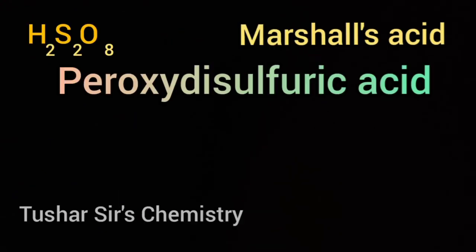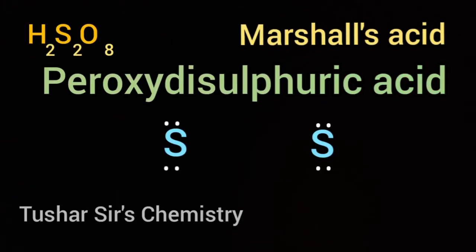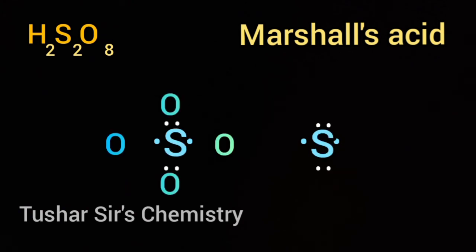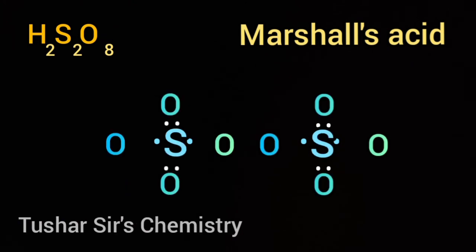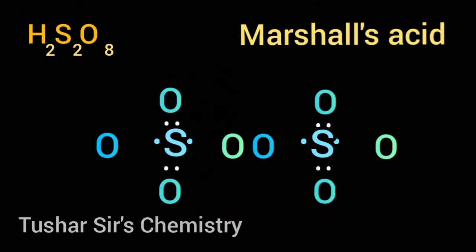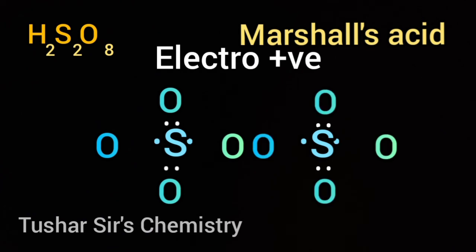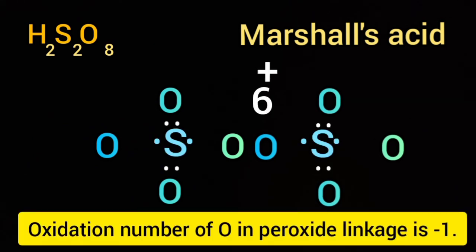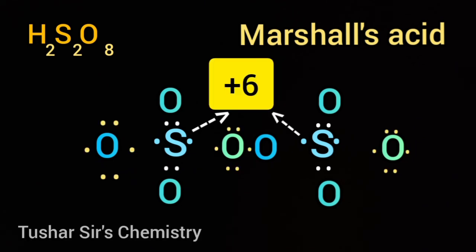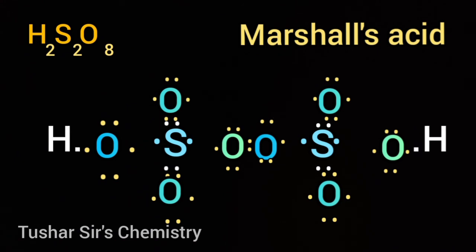In H2S2O8, there are 2 sulfur atoms, and each sulfur atom is surrounded by 4 oxygen atoms on 4 different sides, and each sulfur atom contributed 6 electrons to form 6 bonds with 4 oxygen atoms on 4 different sides. Sulfur being more electropositive than oxygen and contributing 6 electrons to form 6 bonds, the oxidation number of each sulfur in H2S2O8 is +6, and this acid is known as Marshall's acid, and you'll find a peroxide linkage in this acid.